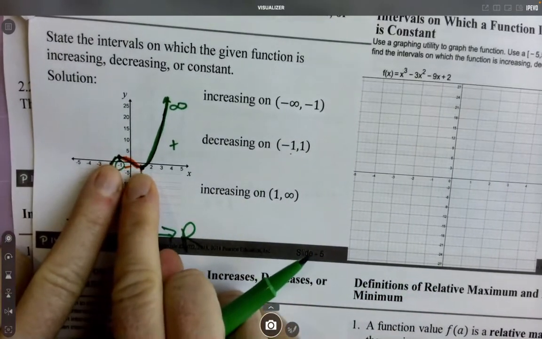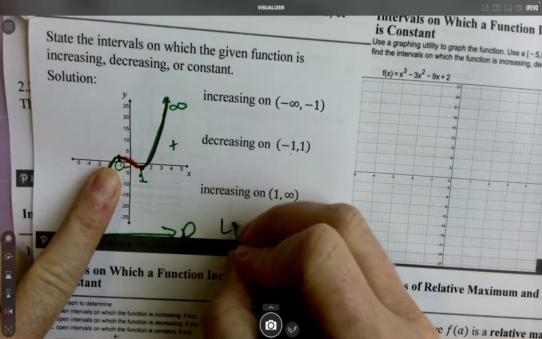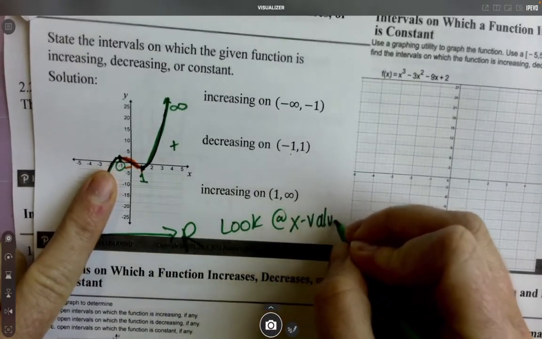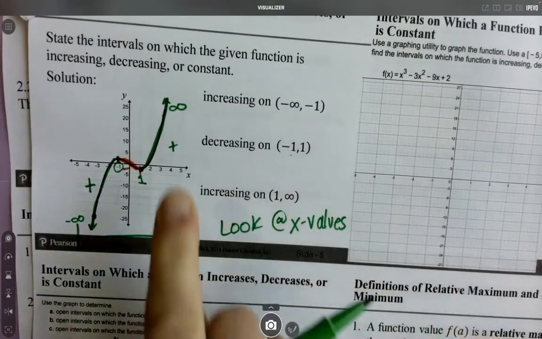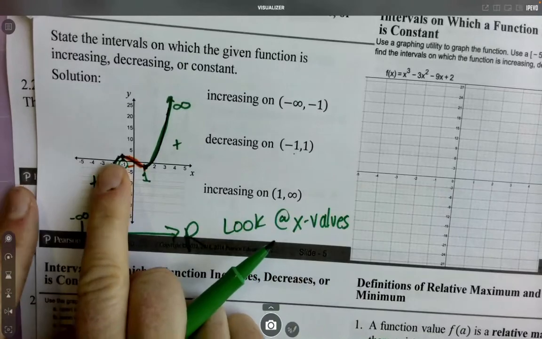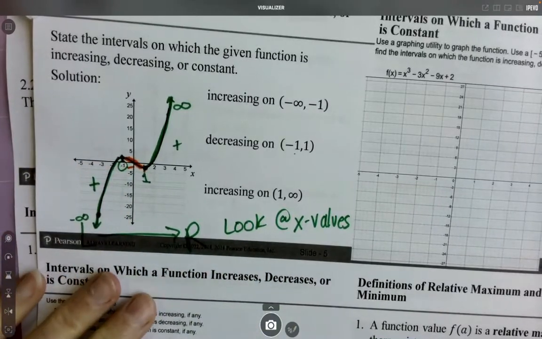Decreasing from this right here. So you're looking at x values whenever you write your intervals. We don't care about the y values. And this infinity means it's going right to infinity, left to negative infinity. Always look left to right.